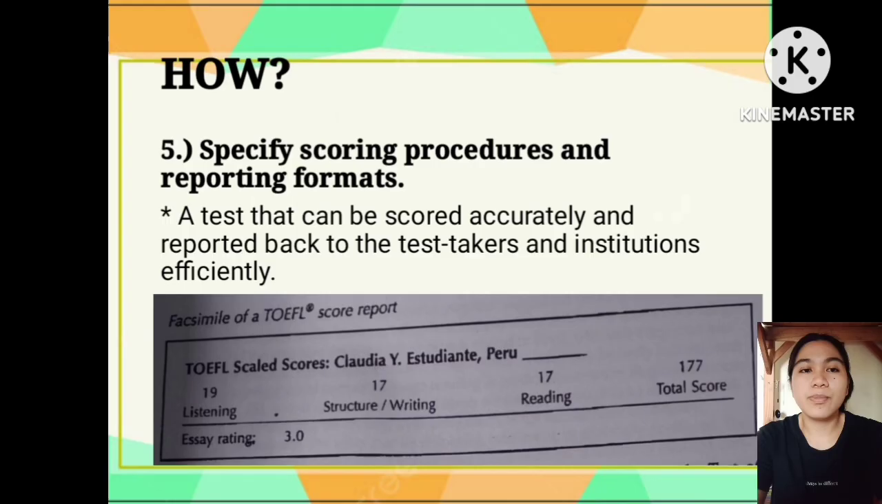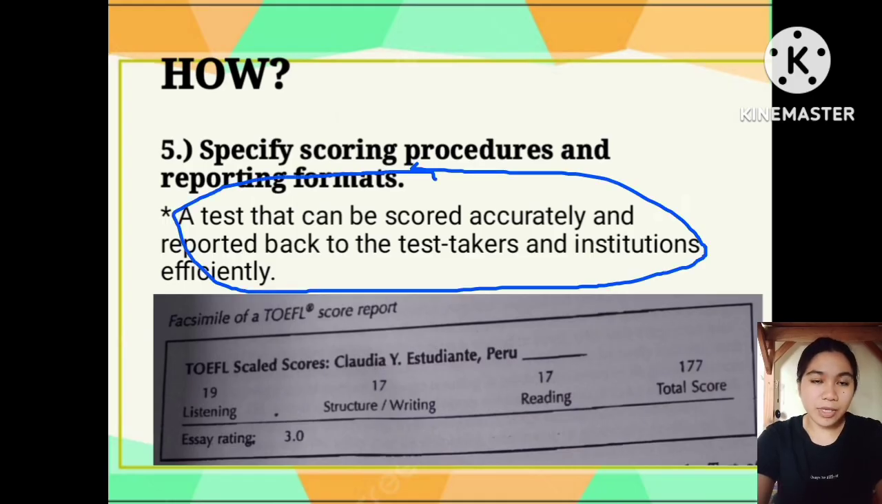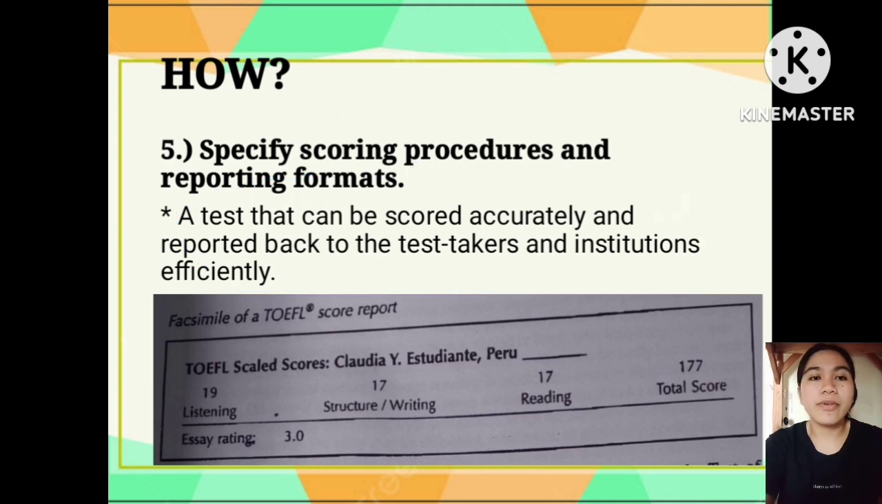All right, moving on to the next step, we have: specify scoring procedures and reporting formats. A systematic assembly of test items in pre-selected arrangements and sequences, all of which are validated to conform to an expected difficulty level, should yield a test that can then be scored accurately and reported back to test takers and institutions efficiently. So I have here an example of a TOEFL score report.